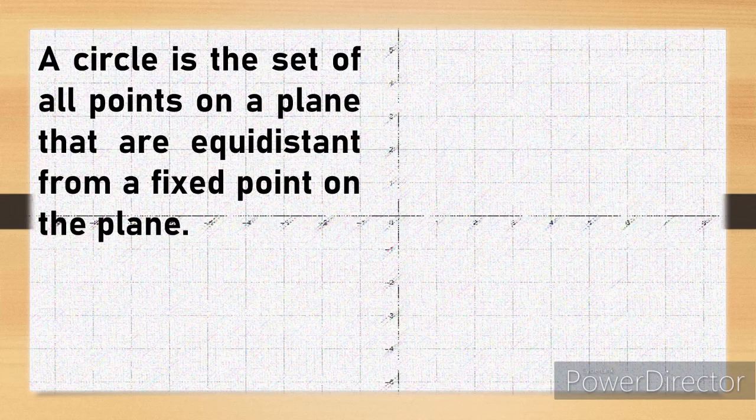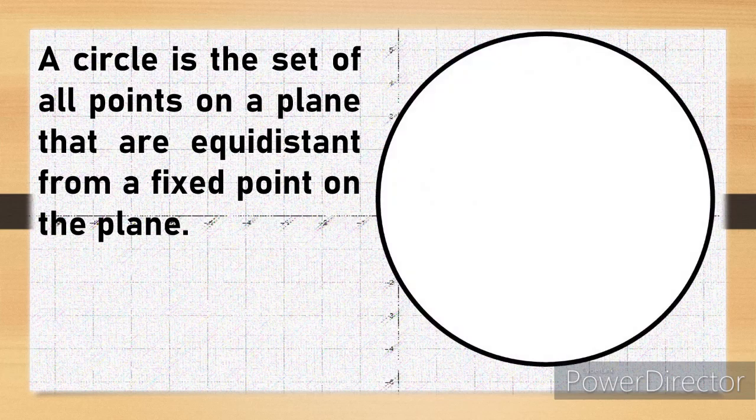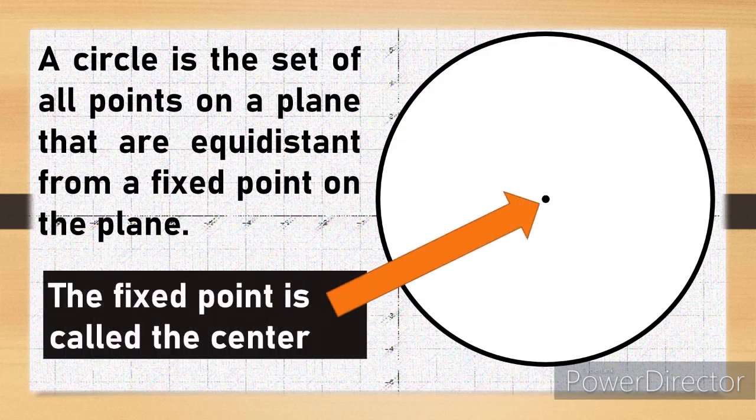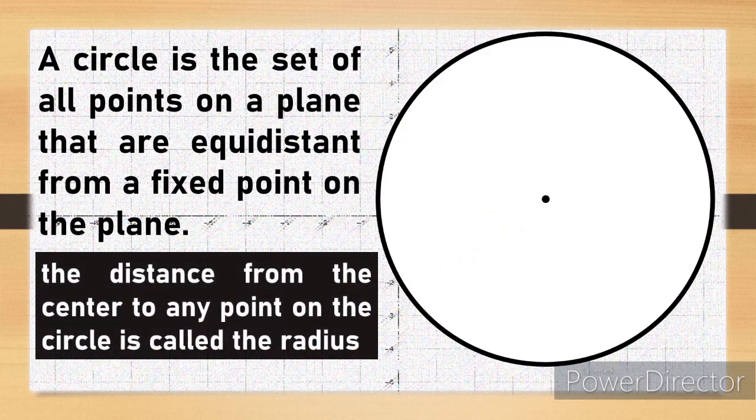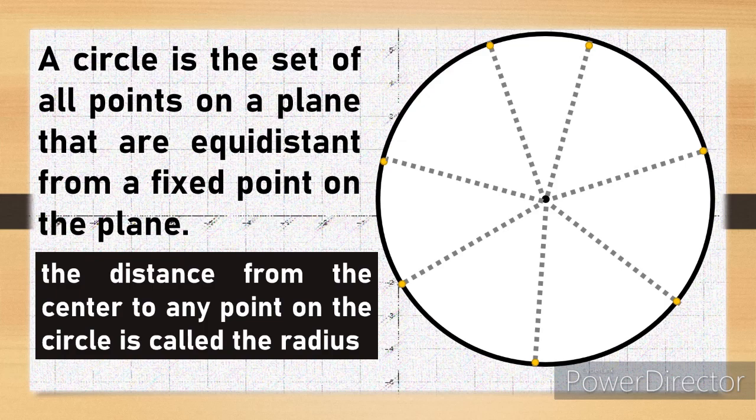A circle is the set of all points on a plane that are equidistant from a fixed point on the plane. So we have here a representation of a circle and that fixed point. And that fixed point is called the center. The distance from the center to any point on the circle is called the radius. So any point, pwedeng andito, dito, dito, or dito. And the distance ng point na yon sa fixed point natin na center is called the radius.